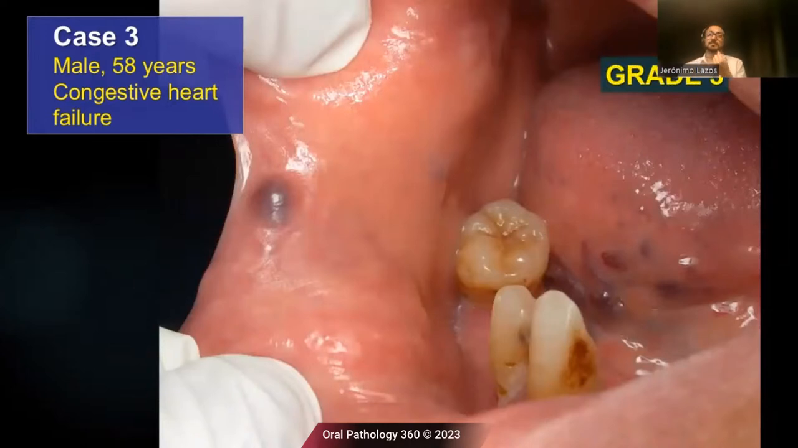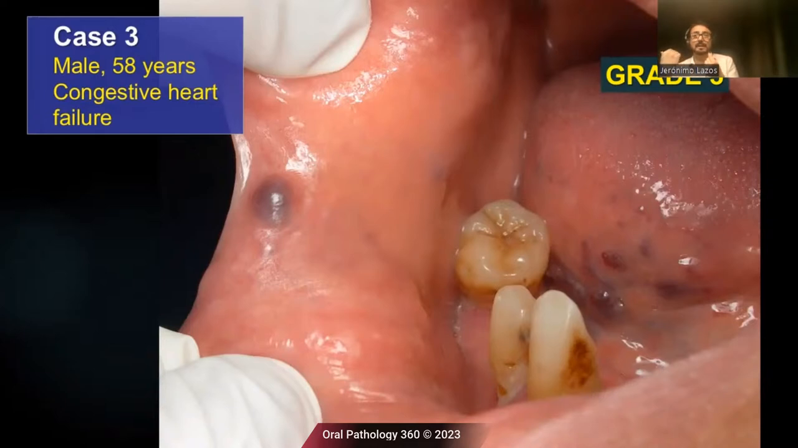This is another picture of the same patient. Here we can see that there is an oral varicosity in the buccal mucosa. So this is a grade 3 OB, oral varicosity, which in this particular case correlates with the existing medical disorder. Since congestive heart failure is a serious, really debilitating medical disorder, this particular patient was aware of the existence of the disease.